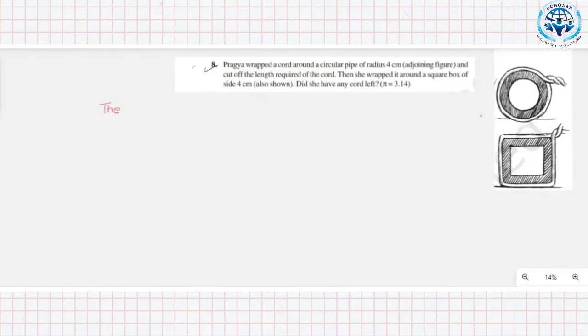Question number 8. Pragya wrapped a cord around a circular pipe of radius 4 cm that is given in the adjoining figure and cut off the length required of the cord. Then she took the same cord and wrapped it around the square. Now they are asking, did she have any cord left with her?